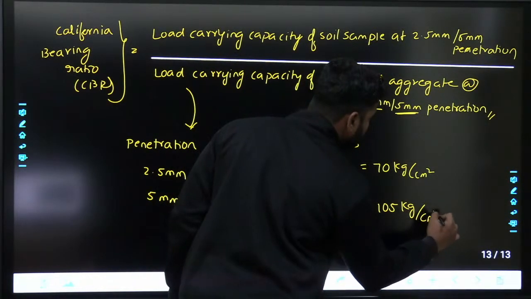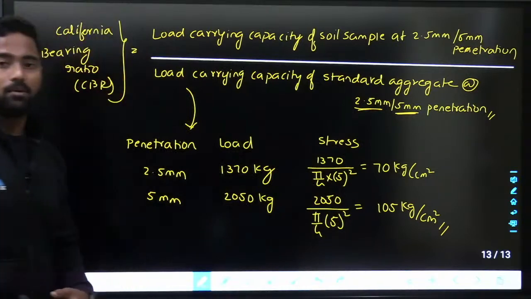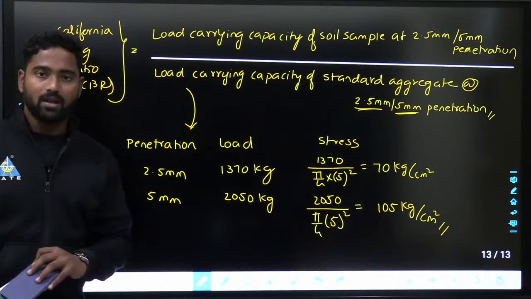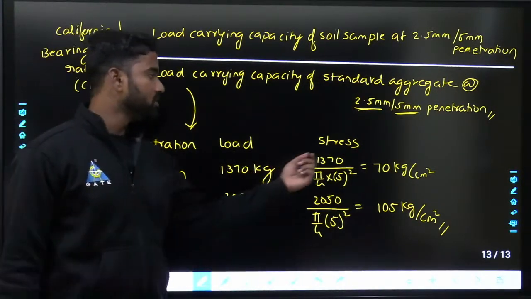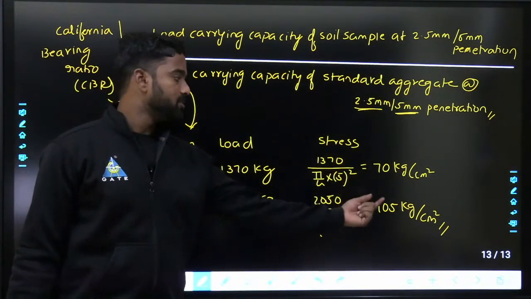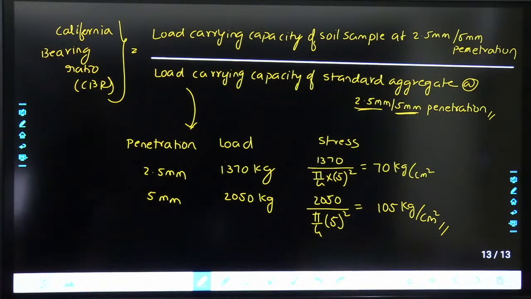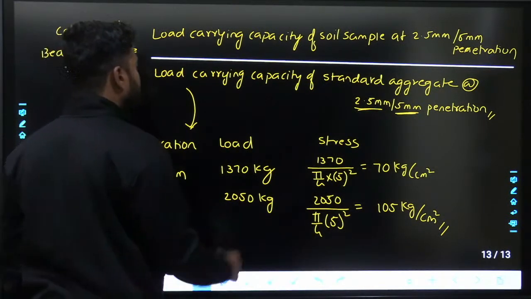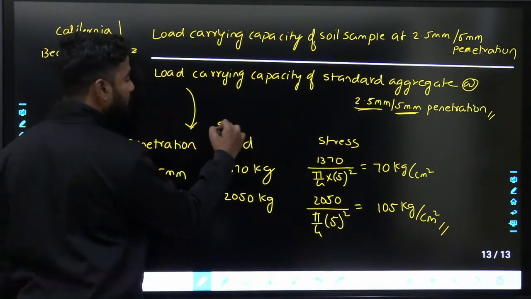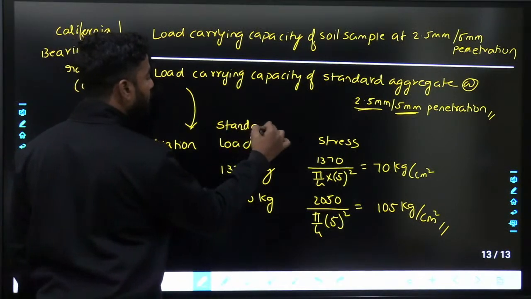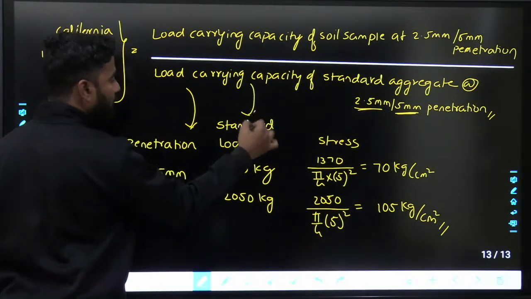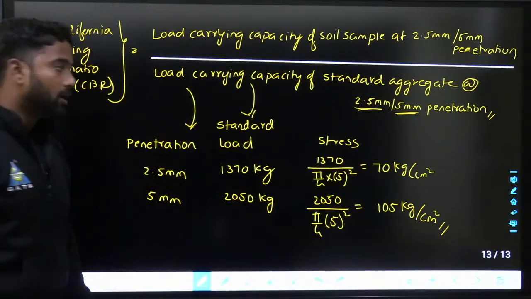So in the examination they can ask you anything, it can be stress or it can be area also. So out of these two things, this is given as 70 kg per centimeter square, 105 kg per centimeter square. This is the stress. This is standard load. Once again I am saying this is standard load. That means this is this value, not this value. Fine.